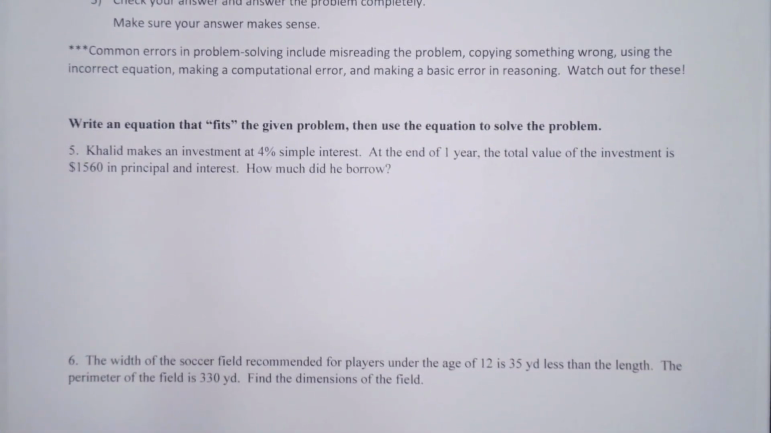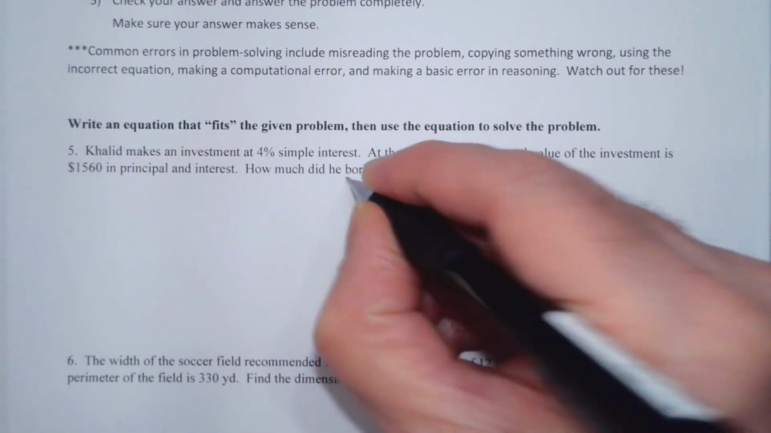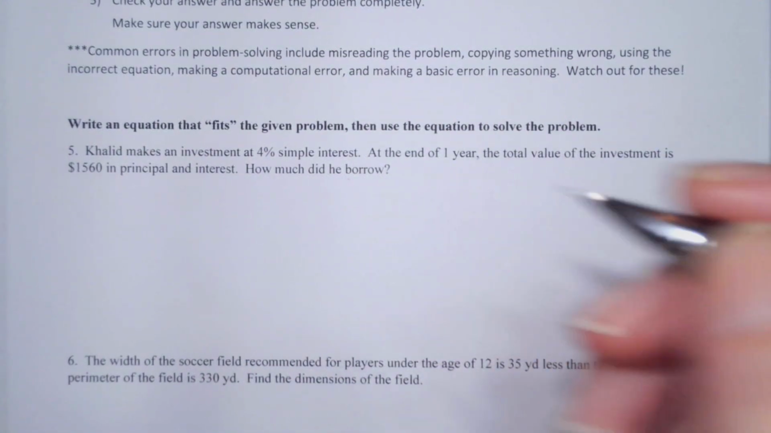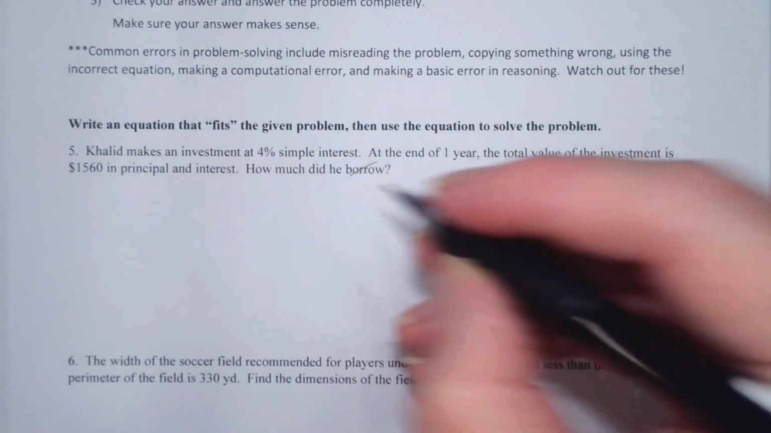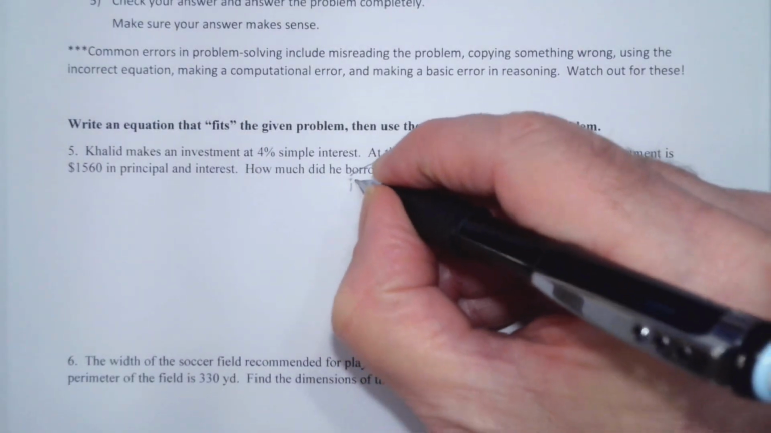It says, Khalid makes an investment at 4% simple interest. At the end of 1 year, the total value of the investment is $1,560 in principal and interest. So you're going to have the money you invested plus interest. How much did he borrow? Actually, this really should say how much did he invest. Let me just double check here. I don't know if I copied that wrong or what happened there.